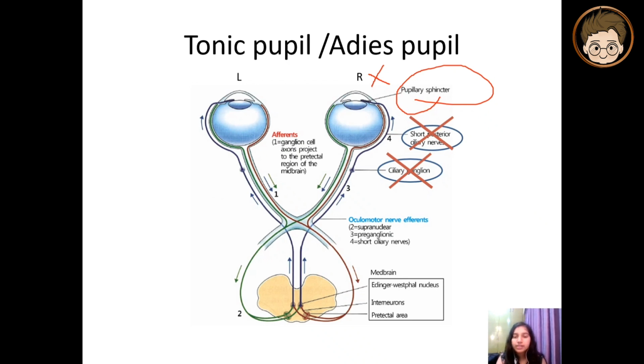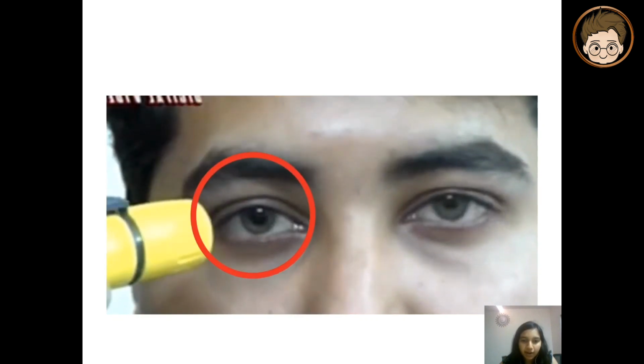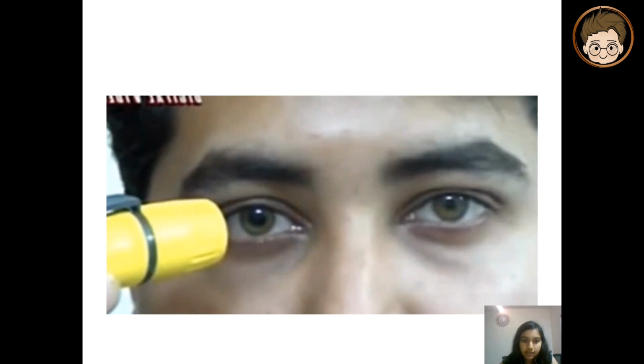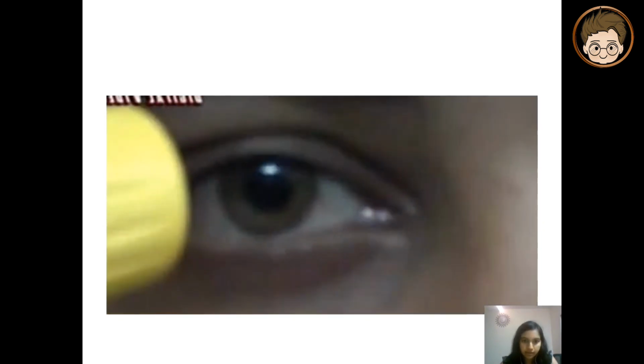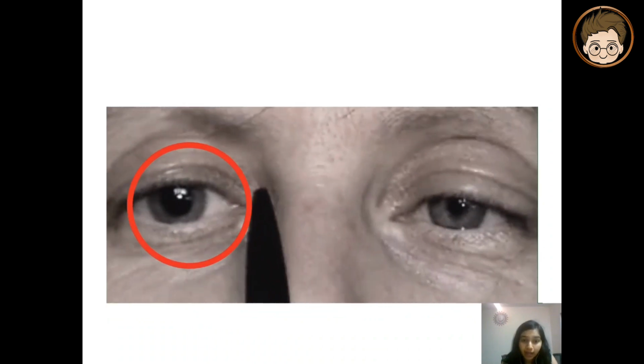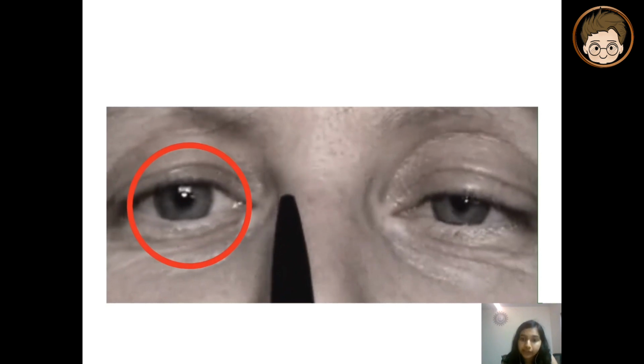The main cause of this defect is some viral fever which can lead to HSV ganglionitis, or some diabetic autonomic neuropathy. Here you can clearly see that when torch light is shown onto the affected right eye, there is no constriction of the pupil as such. This is because of the defect in the ciliary ganglion or the short ciliary nerves. But you can clearly see that on performing near reflex test, both the pupils constrict.